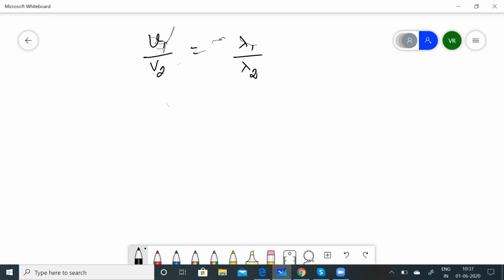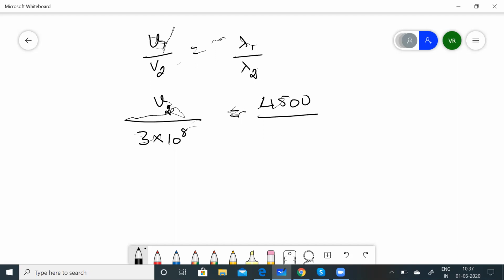So v2 by v1. Here it is going to be light, right? So velocity of light can be taken as v2 by v1. So v2 by 3 into 10 to the power of 8 is equal to, we can take this 4,500 divided by 6,000. The wavelengths are given. So when you simplify, 2 gets cancelled.